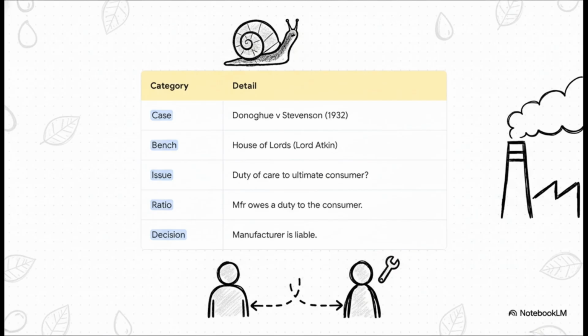This brings us to the central issue. Did the manufacturer owe a duty of care to the ultimate consumer, Mrs. Donoghue, despite the absence of a contract? The ratio decidendi, famously articulated by Lord Atkin, established the neighbor principle. He stated, "You must take reasonable care to avoid acts or omissions which you can reasonably foresee would be likely to injure your neighbor." And the final decision? The House of Lords held in a landmark ruling that a duty of care was indeed owed. This case fundamentally established the modern tort of negligence.